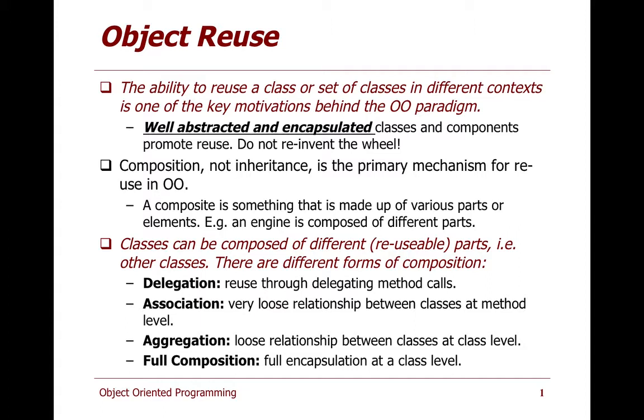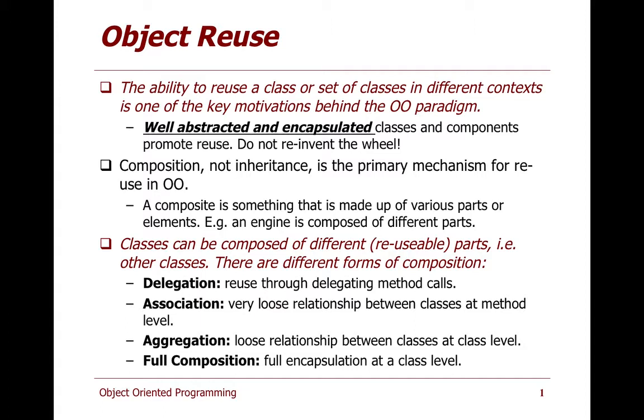Now, in order for something to be reusable, it must first be well abstracted and well encapsulated. And that's why, as I've said to you time and time again, abstraction and encapsulation are by far the most important concepts in an object-oriented programming language. And they are by far the most important ideas you must be able to bring into practice. So well abstracted and well encapsulated classes and components promote reuse. If they're not well abstracted or well encapsulated, they will not promote reuse.